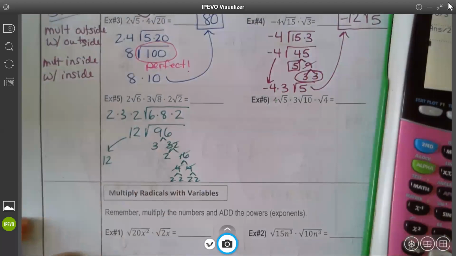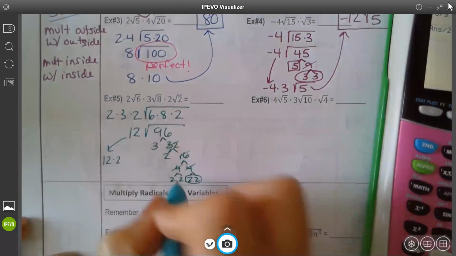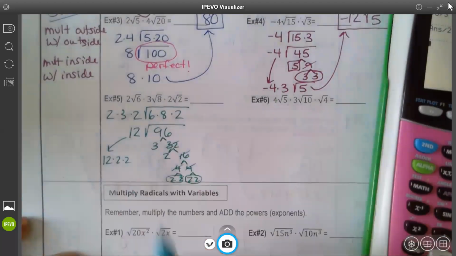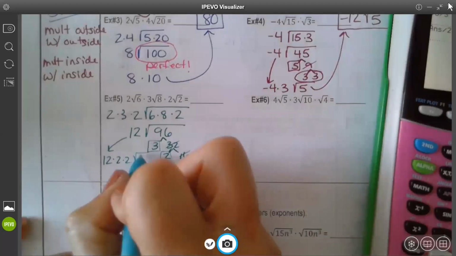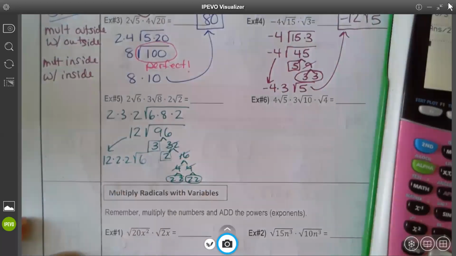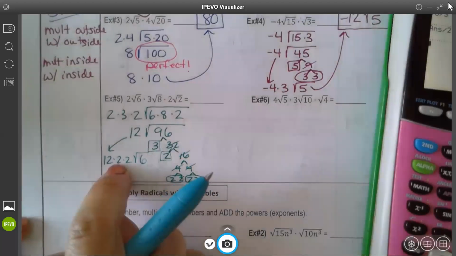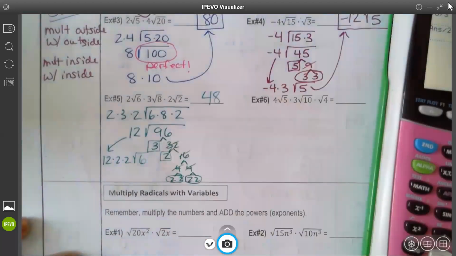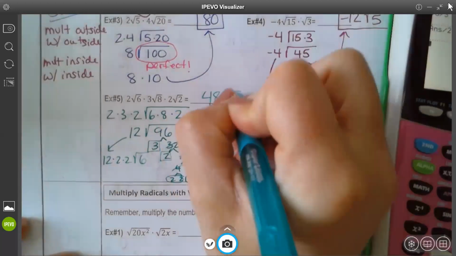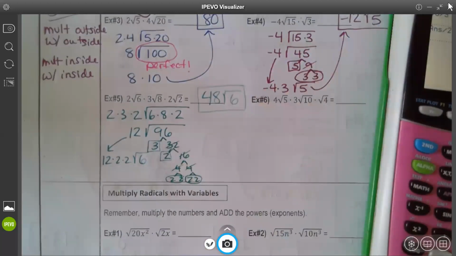It's a square root, so I'm looking for pairs. So I've got a pair of 2s that comes out. I've got another pair of 2s that come out, and then I have this 3 and this 2 left behind. So a 3 and a 2 left behind is going to be 6. 3 times 2 is 6. So my final answer is going to be 12 times 2 is 24, and 24 times 2 is 48. I think that my pen is dying. 48 times the square root of 6.